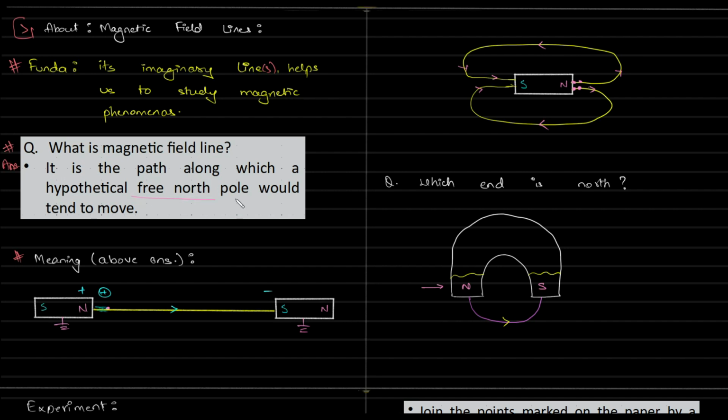Remember, it is a free north pole that is running around, like how you had a positive test charge, if you remember. A unit positive test charge running around, and that's how we study electric field lines. Here, we study magnetic field lines with a free north pole. Always remember what the test pole is, and you will be able to understand a lot. So remember that it is a free north pole that is running around. Very important for us to remember.